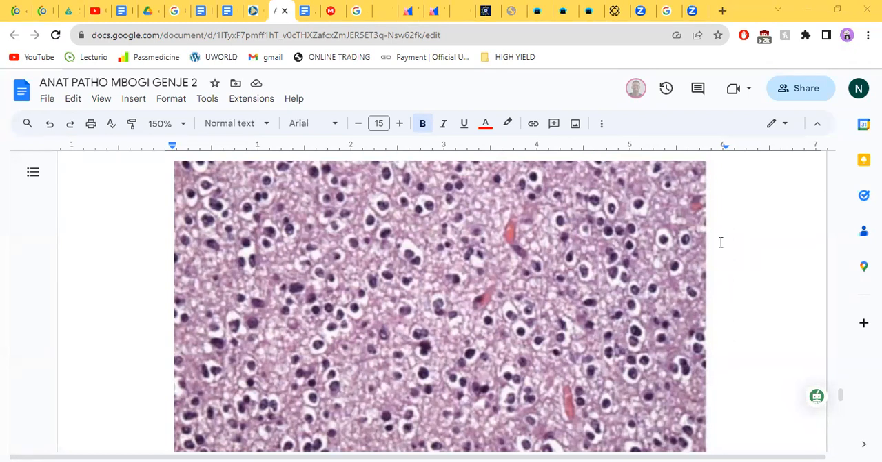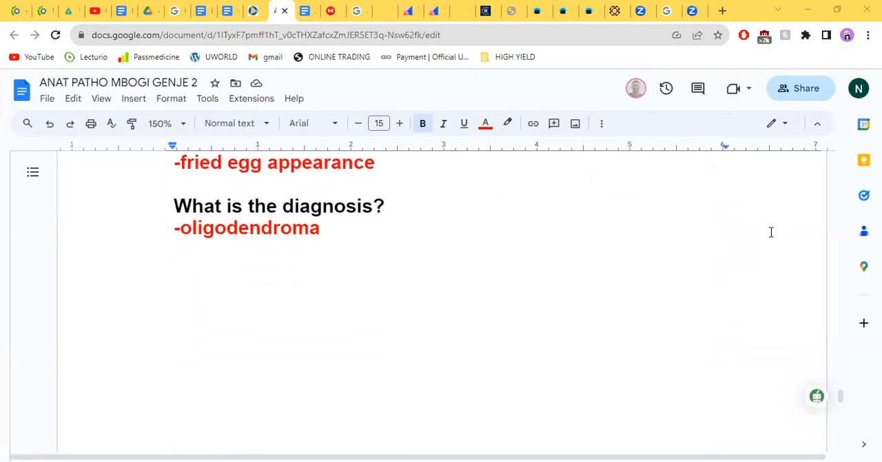Now, what can we see in the picture? A fried egg appearance, which is typical of oligodendroglioma. Awesome. Which other pathology presents with a fried egg appearance? There's also another one which is very common. Yeah, there it is, germinoma. Let's move down. So that's the oligodendroglioma.